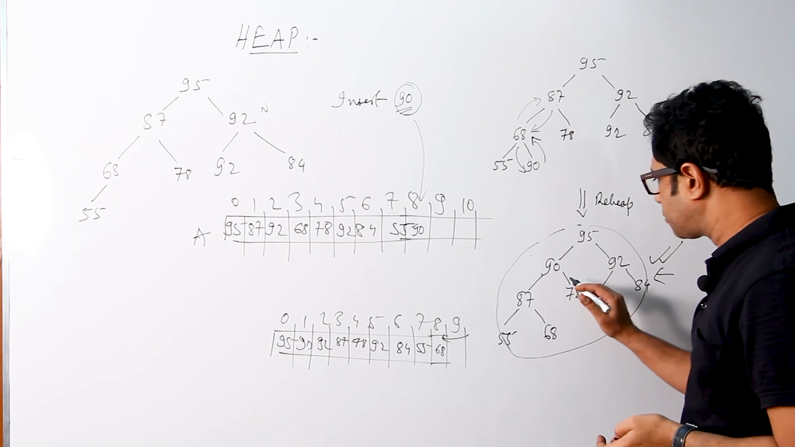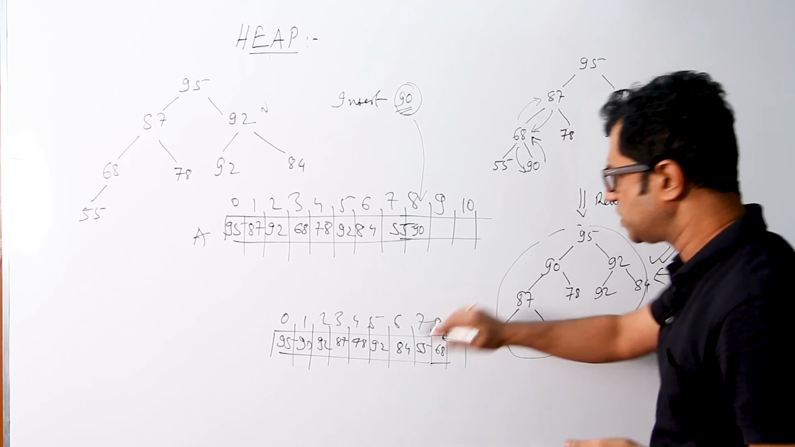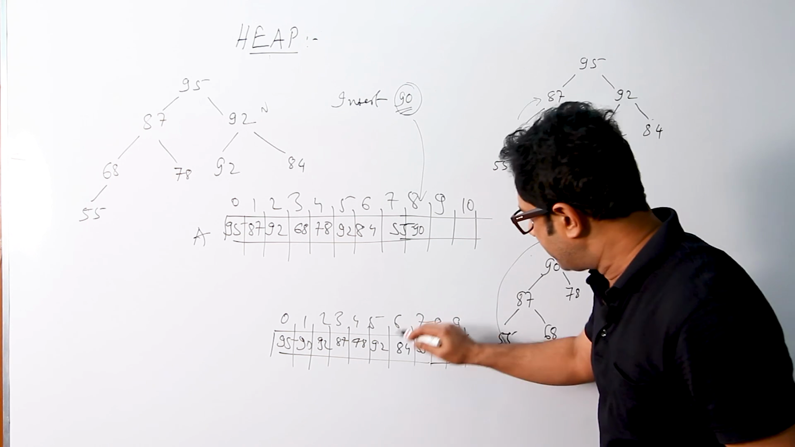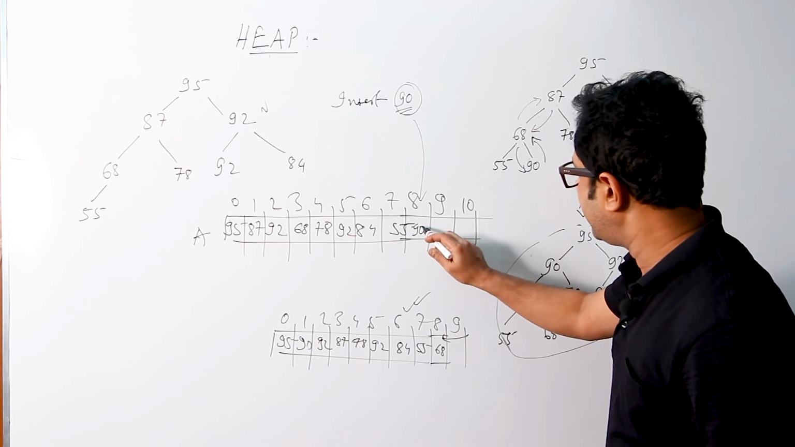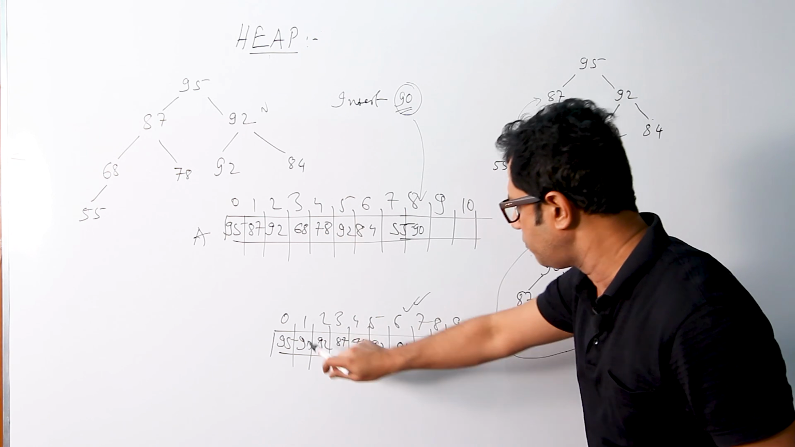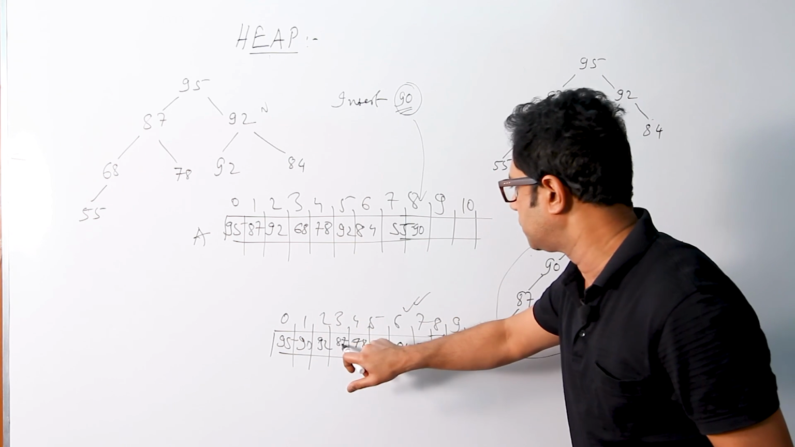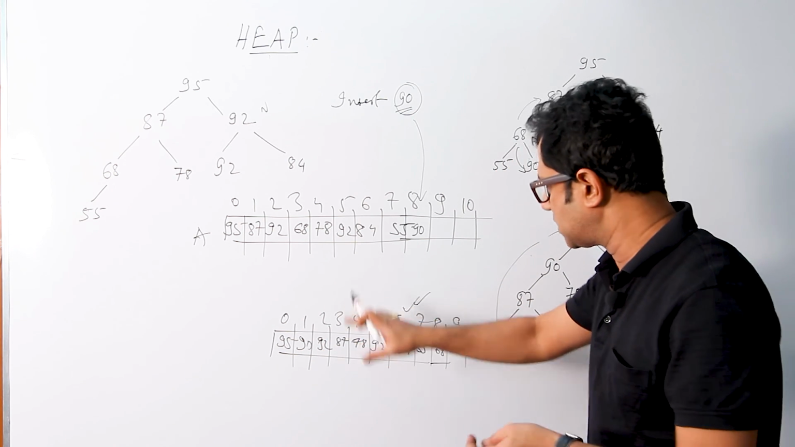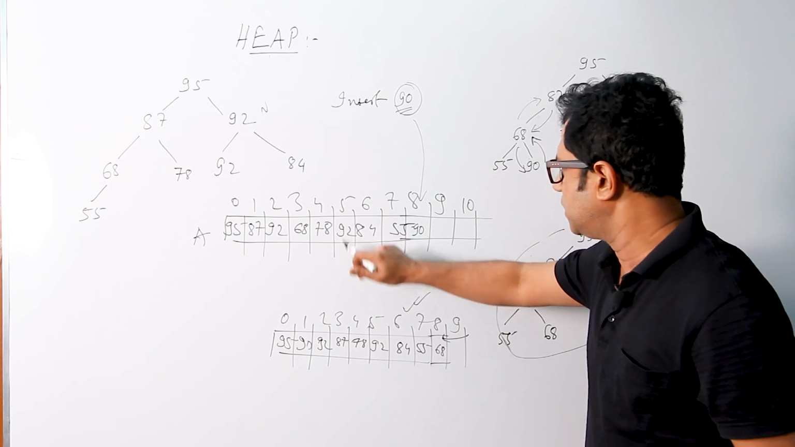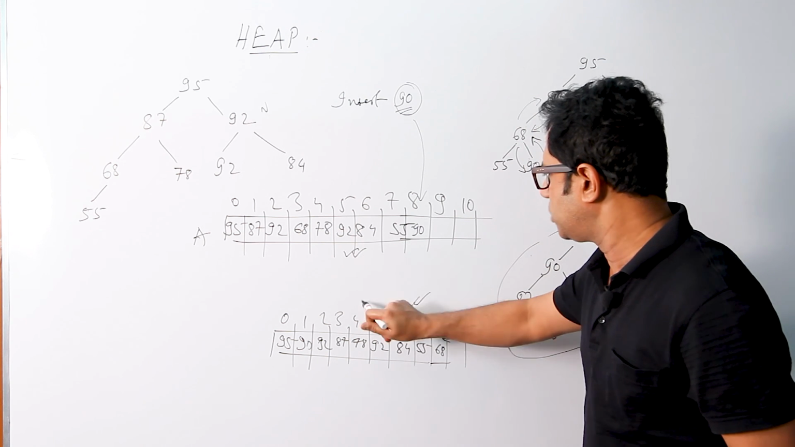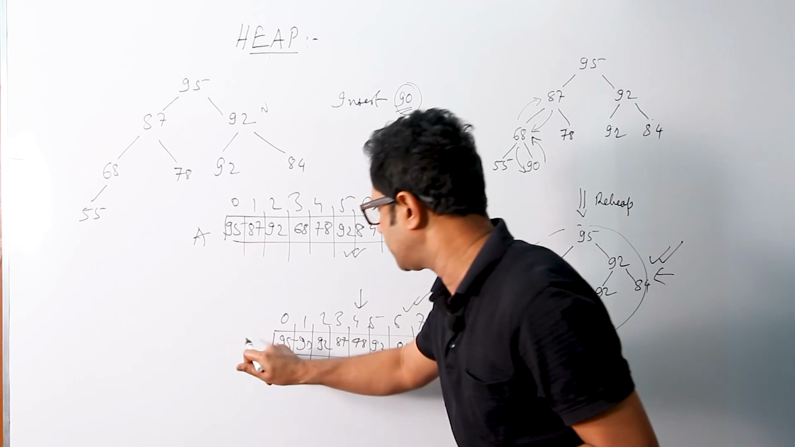After the insertion process, 90 goes to its proper place and the reheaping is done, and the array looks like this. This 90 has been shifted to index position number 1, and 87 has moved to position number 3, and so on and so forth. Some changes have happened in the array from this array to this array. So this array A becomes like this.